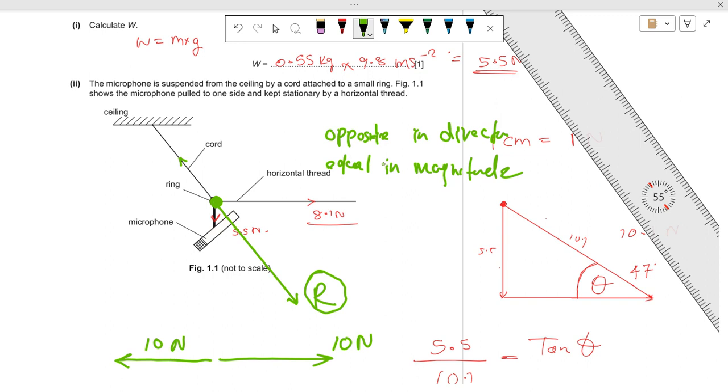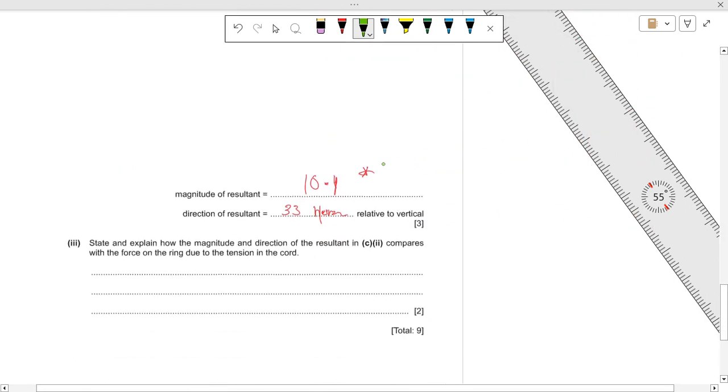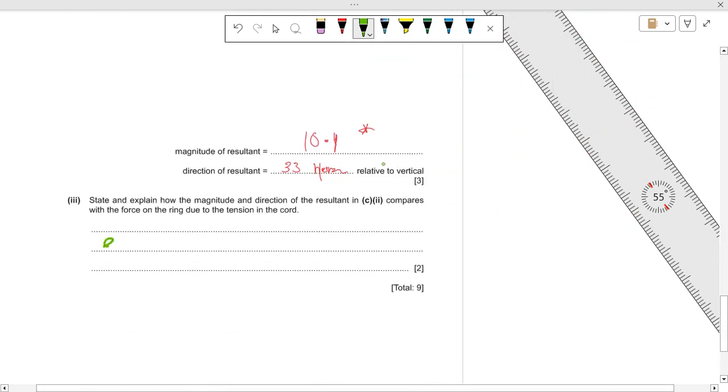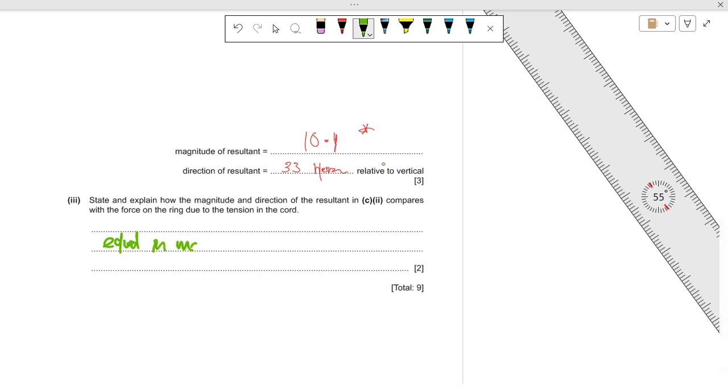So when you consider the point of the ring, the resultant force R of the tension of the horizontal thread and the weight of the mic should be equal to the tension of the cord, and the direction must be opposite. Equal in magnitude and opposite in direction, these two forces. That's it.